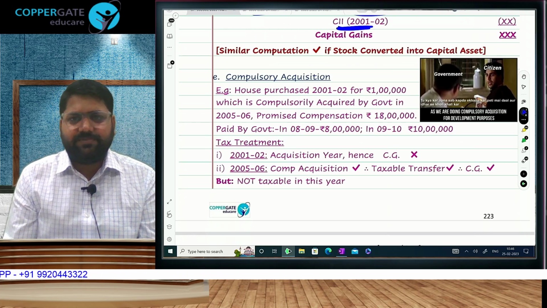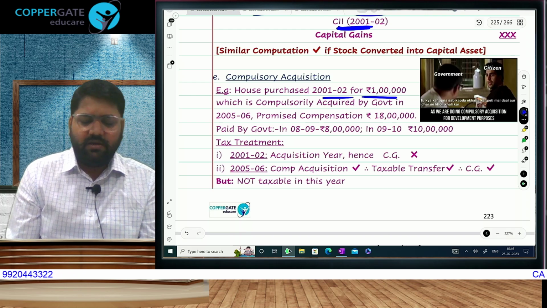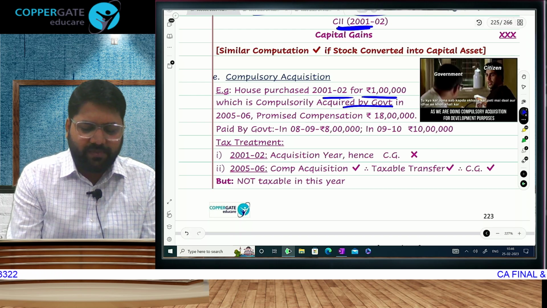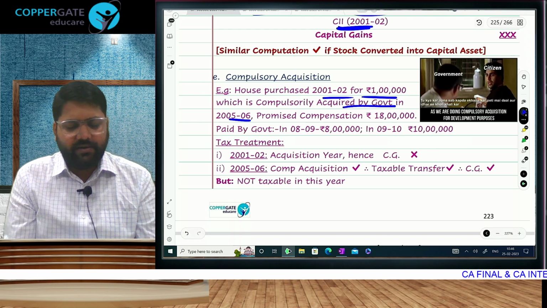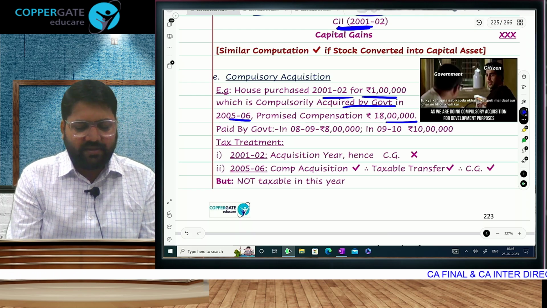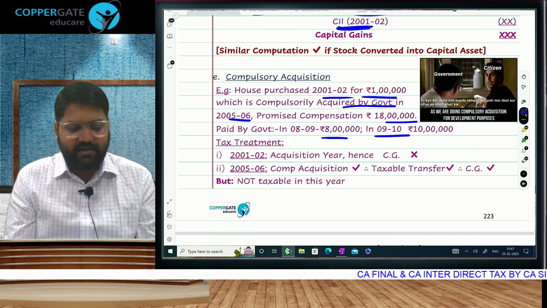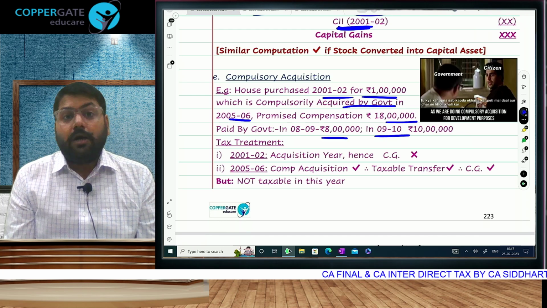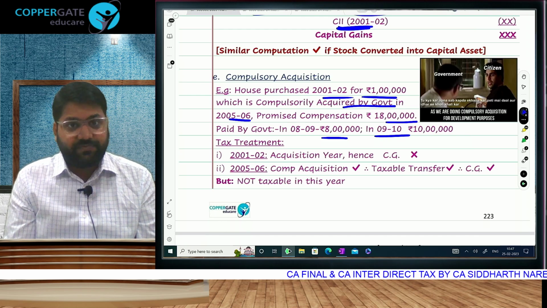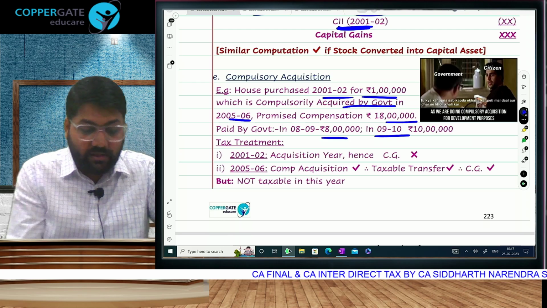Okay, and last transaction here, compulsory acquisition. The calculation part is majorly similar. You purchase a house in the year 1-2 for 1 lakh. It was compulsorily acquired by the government in the year 5-6. Government promised you compensation of 18 lakh but paid in 2 installments, 8 lakh and 10 lakh respectively in 8-9 and 9-10. The compulsory acquisition is a taxable transfer. So, capital gain has arisen the moment this takes place.